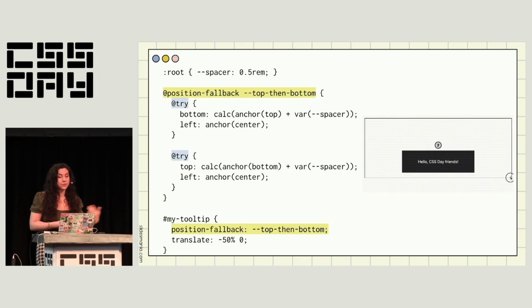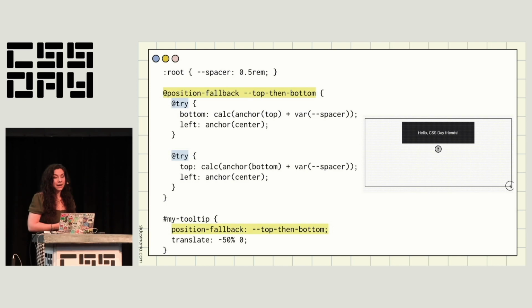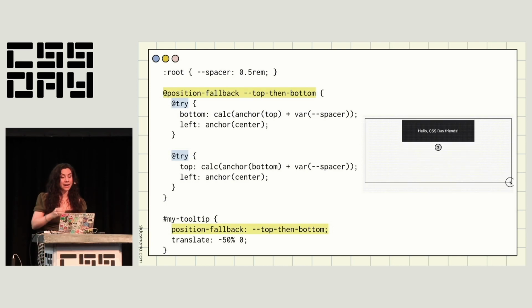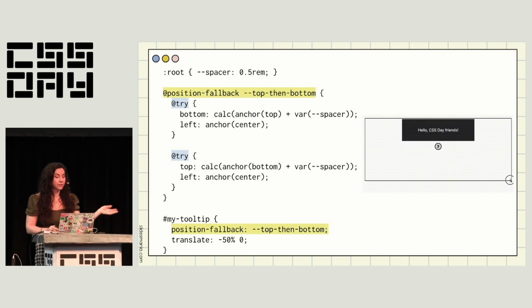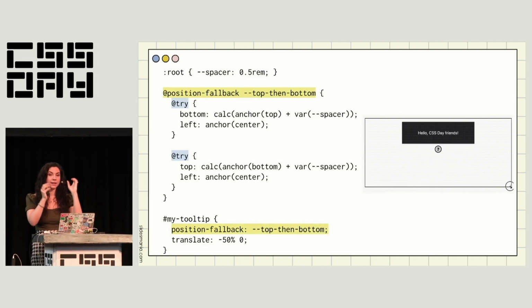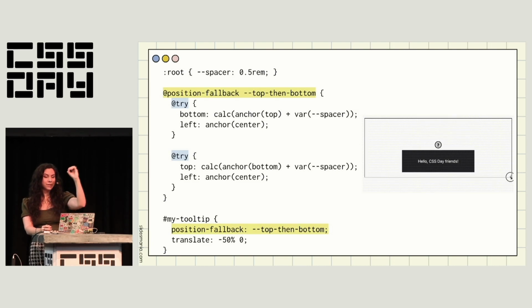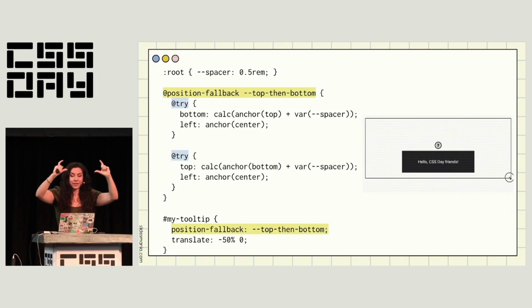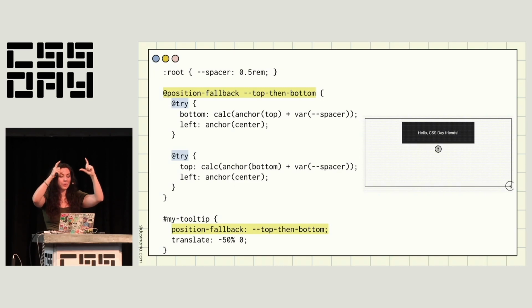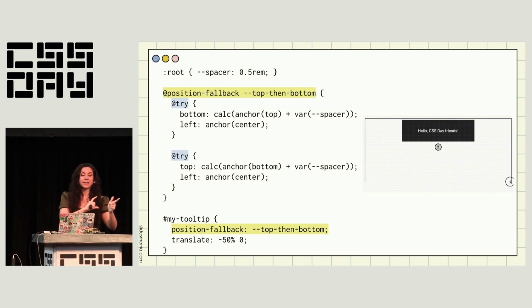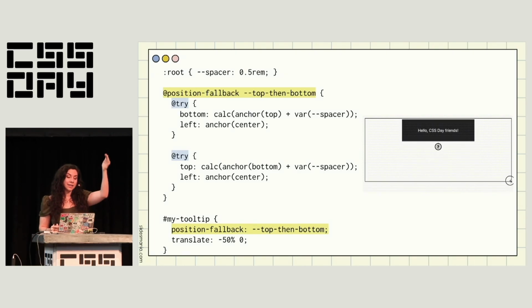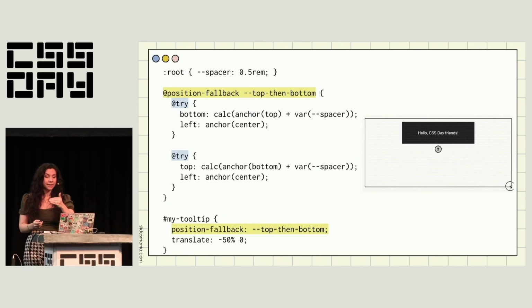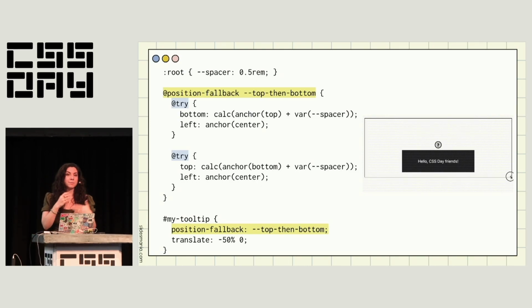Now what we're going to do is try to position this element, so this is positioned at the top then bottom, where we have it positioned at the bottom of that anchoring element and to the left of the anchor center, which we're then going to translate so it's centered within that element, that little question mark. If that doesn't work, if we're hitting the bounds of our viewport, then we're going to shift it to that next try statement, which is positioned, the top of that element is positioned at the bottom of the anchor. The calculation there is anchor bottom plus whatever spacer we want.